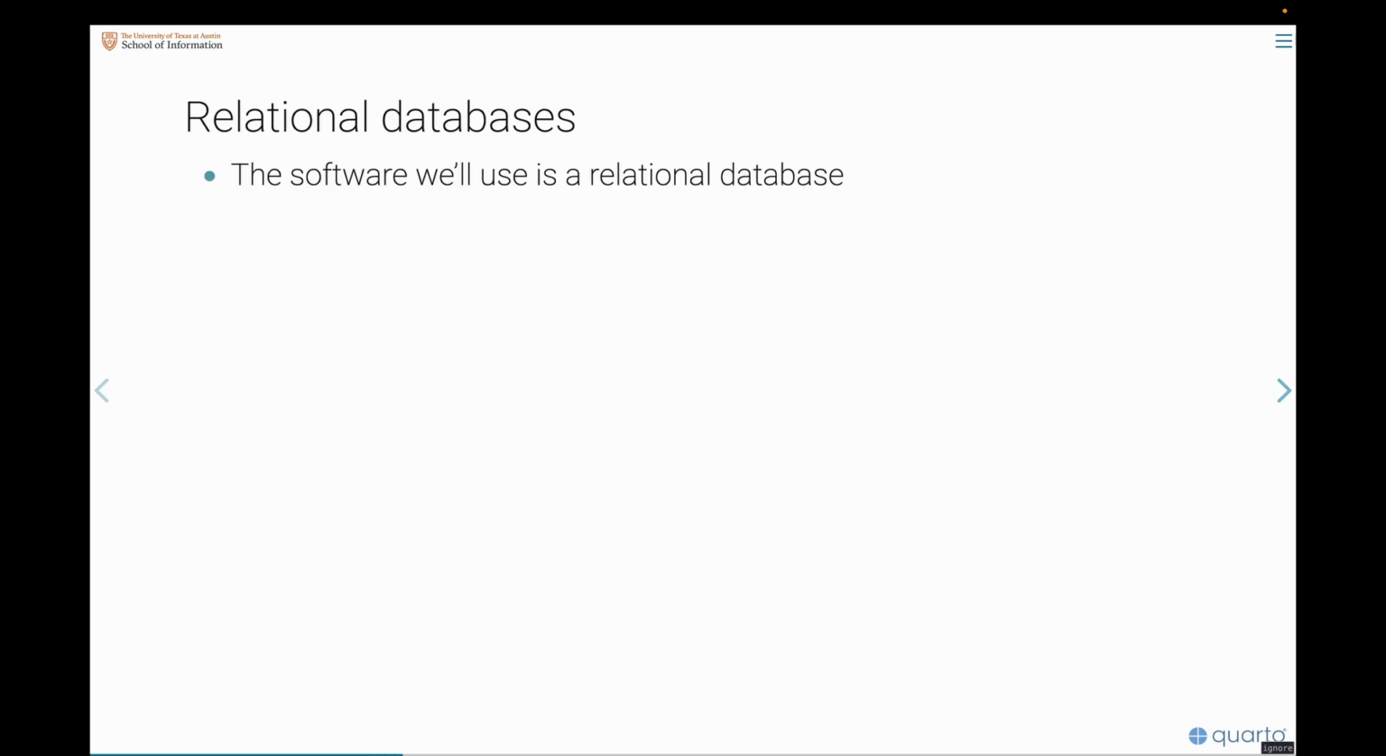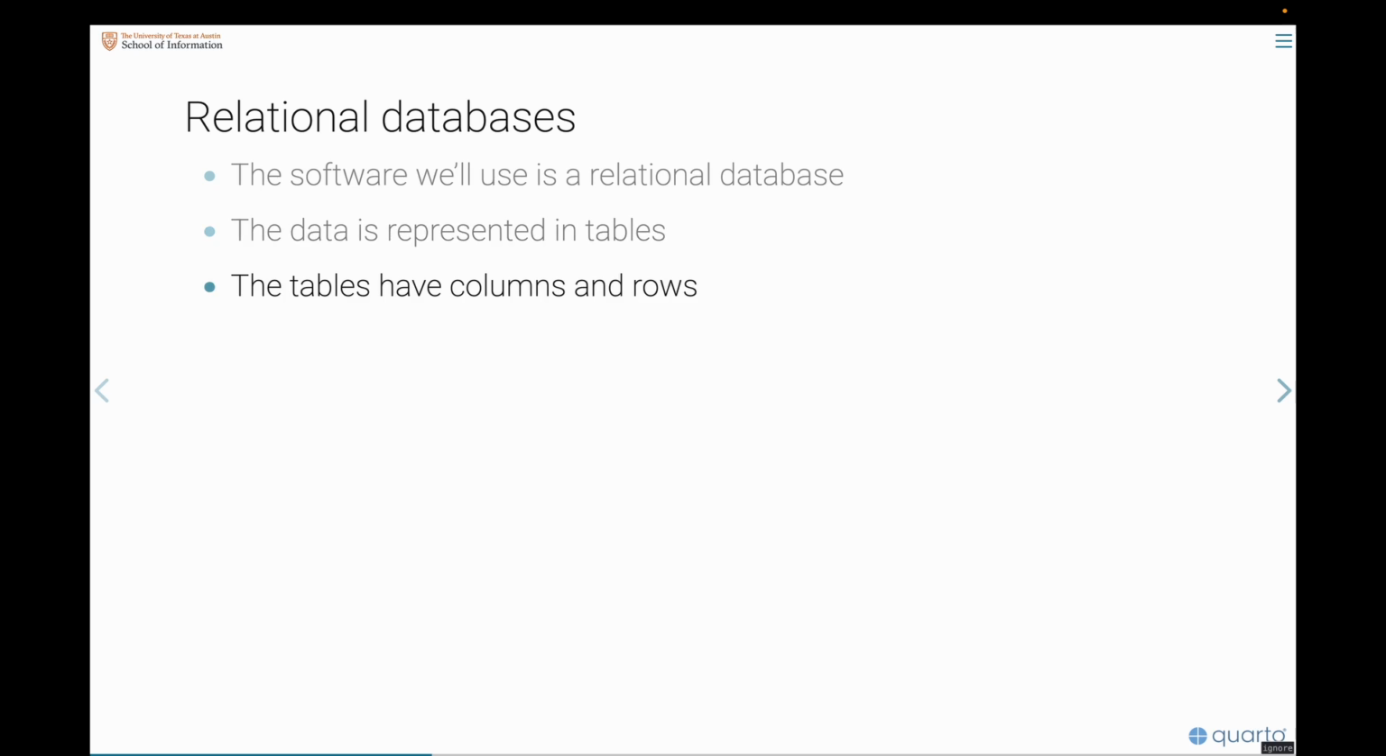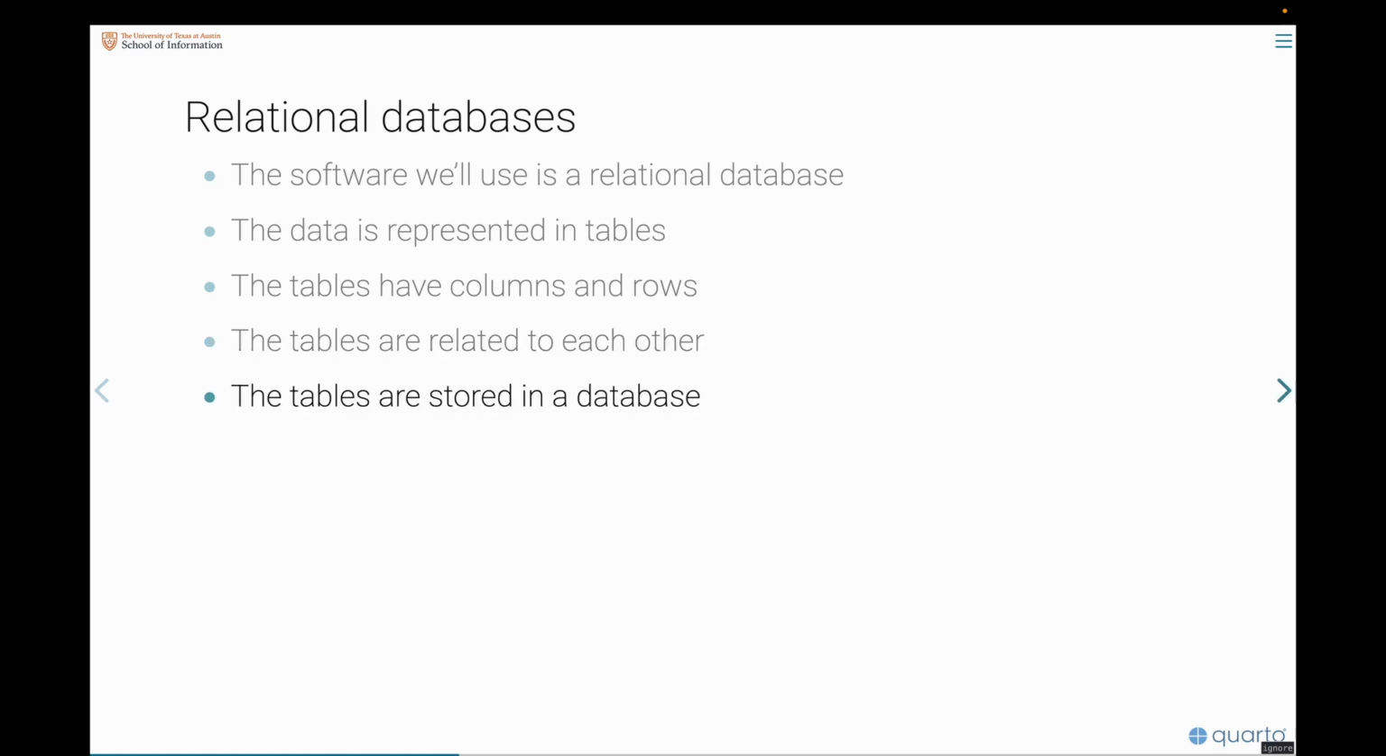Now, among relational databases, we're going to use one. We're going to use a relational database. In relational databases, the data is represented in tables, which look kind of like a spreadsheet. The tables have columns and rows, and the tables are related to each other, hence the name relational databases. And the tables are stored in a database.